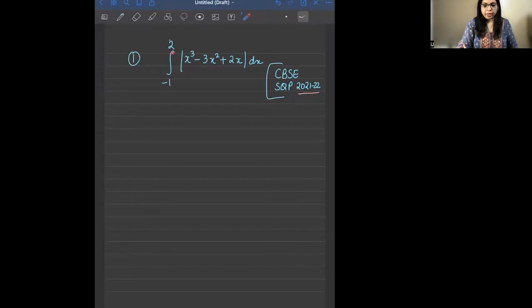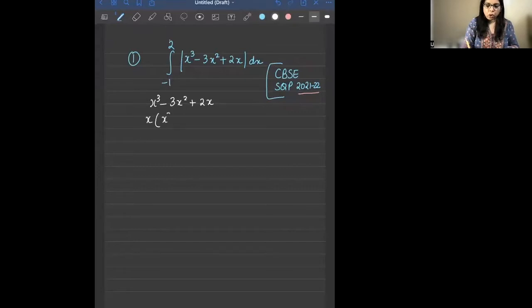First question is integral from -1 to 2 of modulus x cube minus 3x square plus 2x. This question is there in CBSE sample question paper 2021-22. So first of all, we will check in which intervals the values inside the modulus are positive and in which intervals they are negative. For that, we will factorize the modulus term x cube minus 3x square plus 2x.